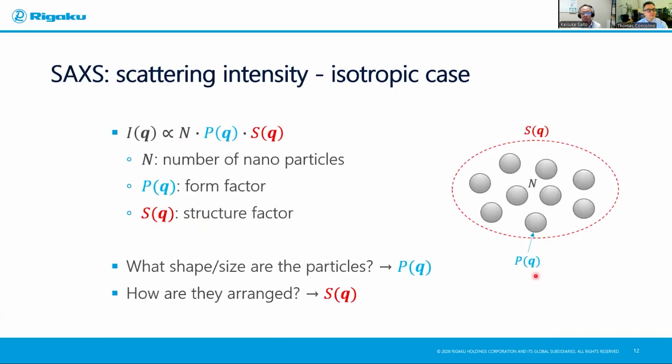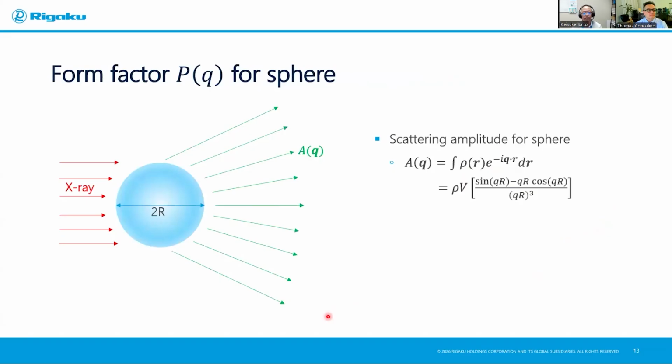The form factor P(Q) determines the shape and the size of your nanoparticle, while S(Q) is determined by how the particles are arranged in your sample. So let me discuss P(Q) first. Assuming this is your nanoparticle, with diameter 2 times the radius r, X-rays from the left are scattered by your nanoparticle.